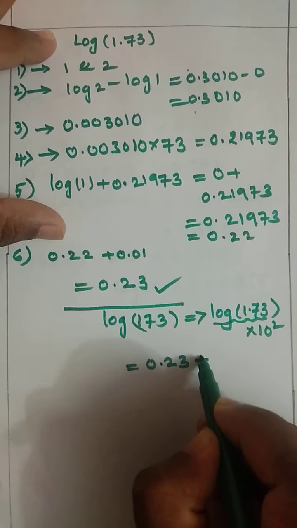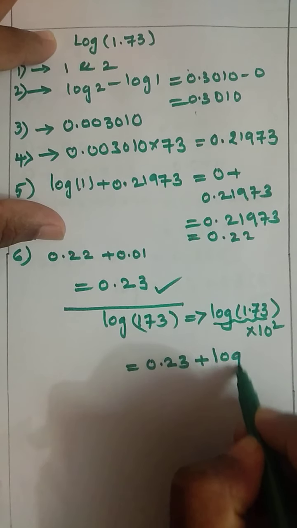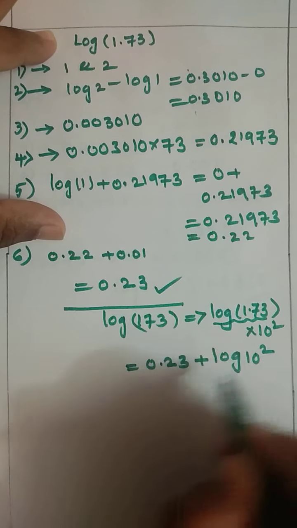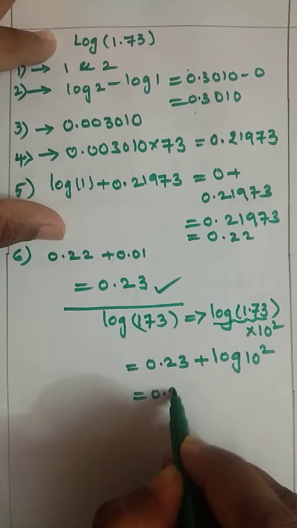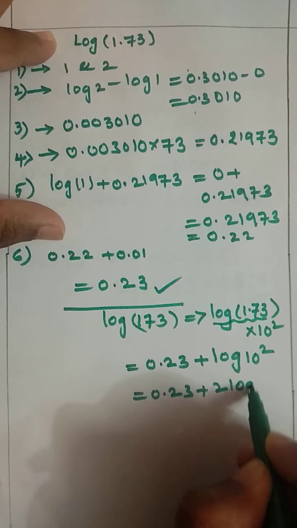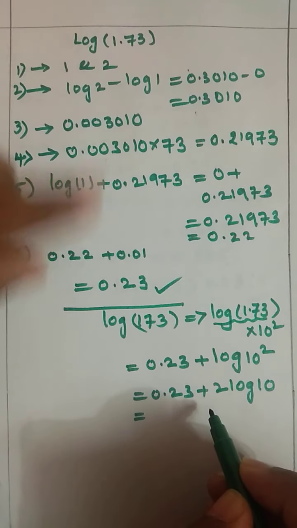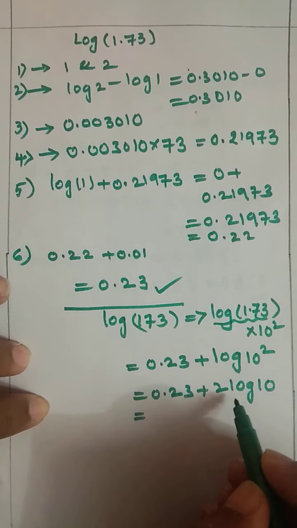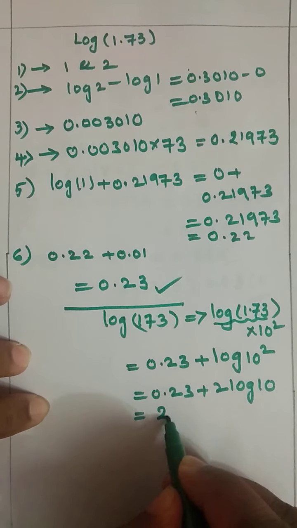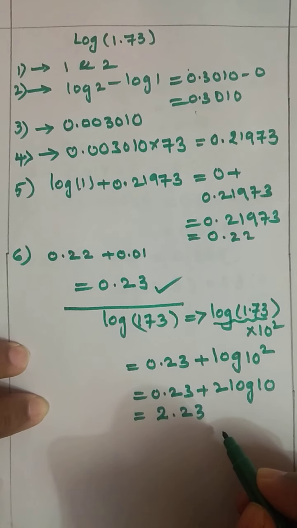To this, what do we need to add? We need to add log of 10 squared, nothing but 2 log 10. So 0.23 plus 2 log of 10. Why are we writing this? Because it is present in the form of log of 10 power 2, which gives 2 log 10, nothing but 2. So how much answer will we get? 2.23. So we have covered all kinds of examples.